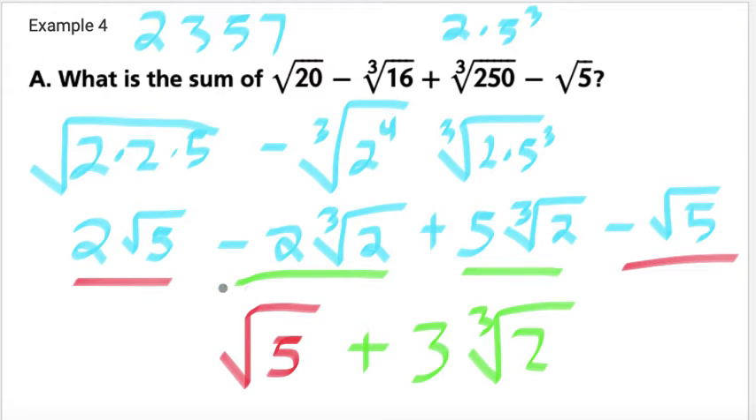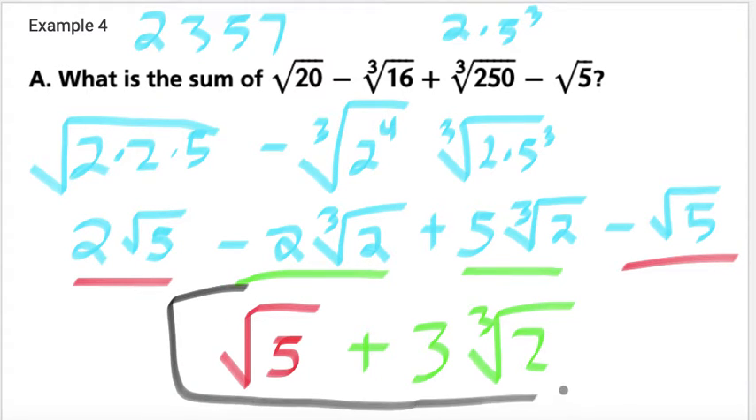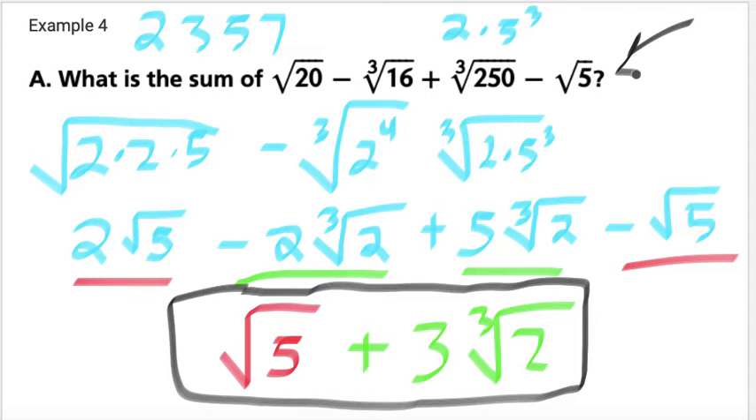This right here, because you can't combine these. They don't have the same index nor the same radicand. So that's what this simplifies to. Instead of being 4 parts, they were 2 parts because these 2 combined and these 2 combined.